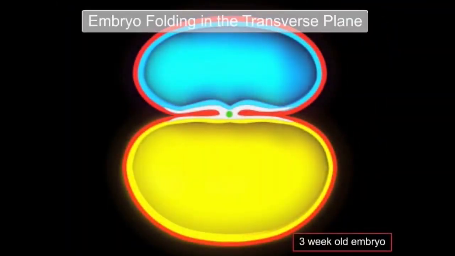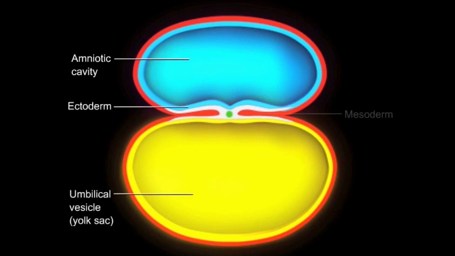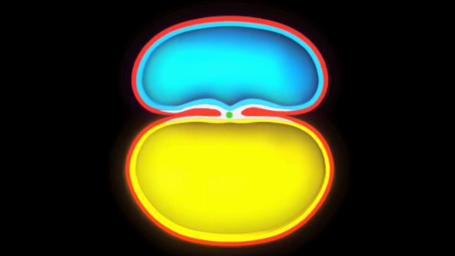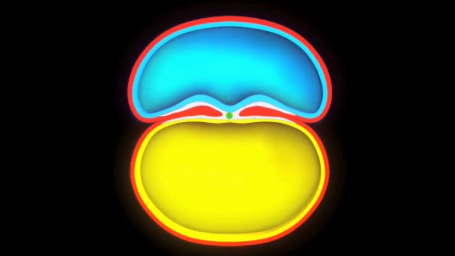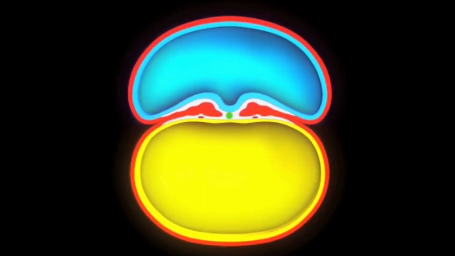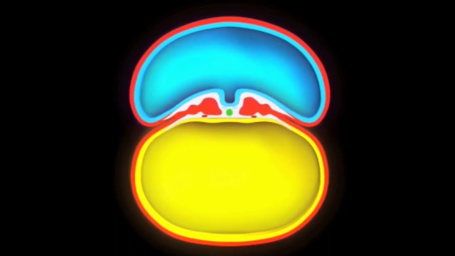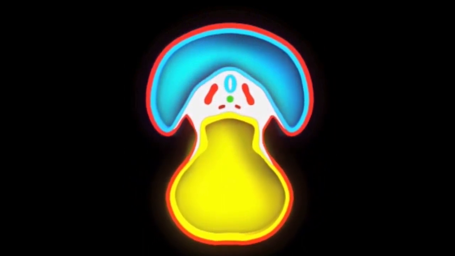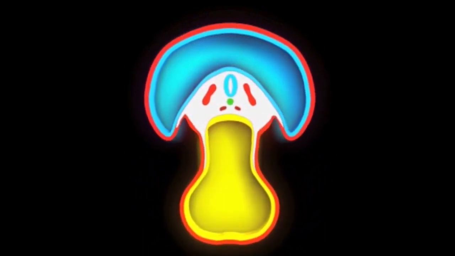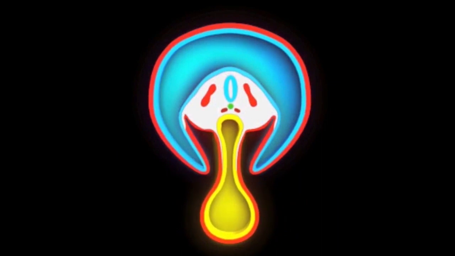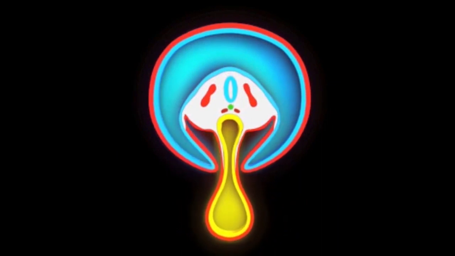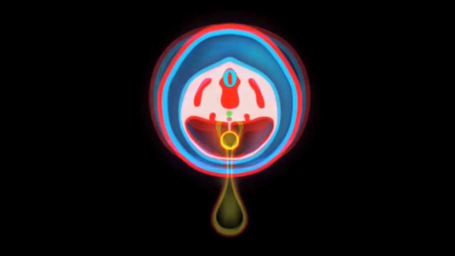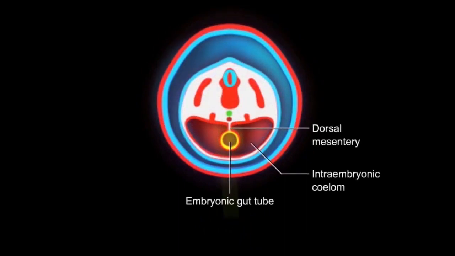Folding of the embryonic disc in a horizontal or transverse plane causes the lateral edges to merge in the median plane. As a result, the trilaminar embryonic disc is converted into a cylindrical embryo. Moreover, part of the endoderm becomes incorporated in the embryo, forming the midgut. Observe that the midgut is now suspended by a dorsal mesentery from the body wall.